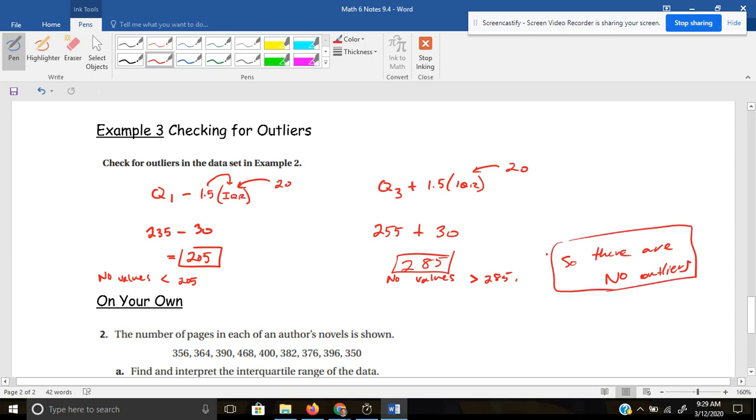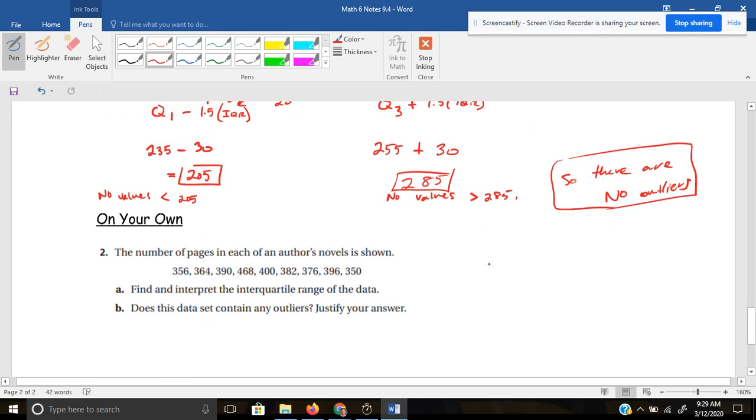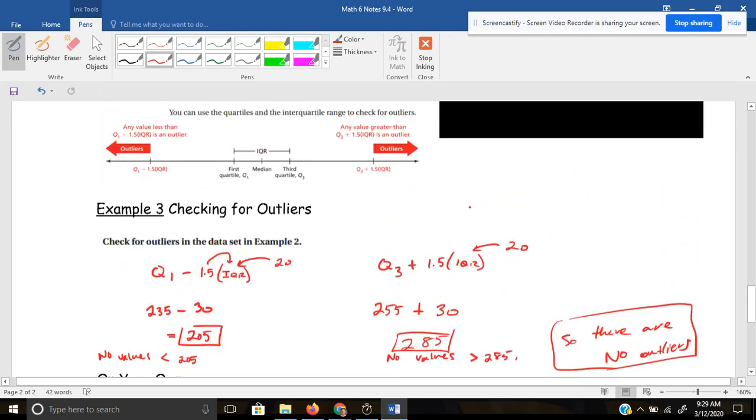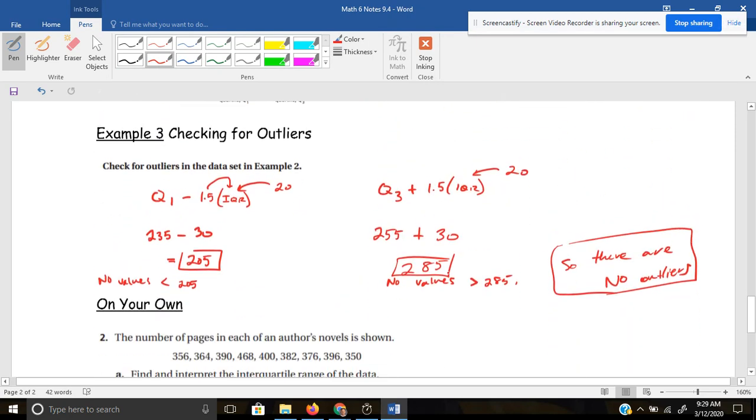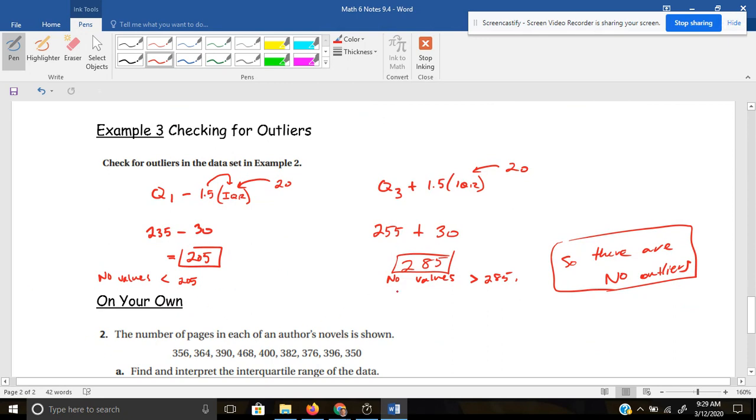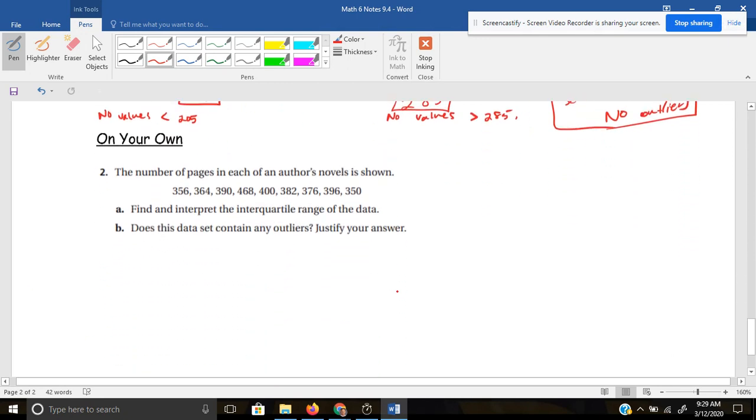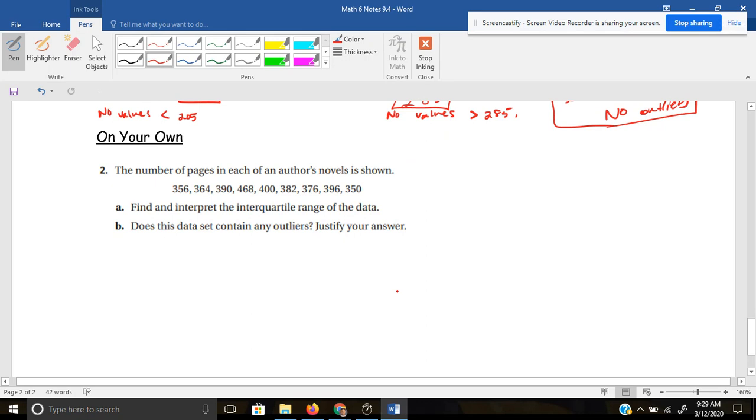All right. So again, using this formula will really help you check and see if there are any outliers. Go ahead and pause the video now. Try the last one on your own and see what you come up with.